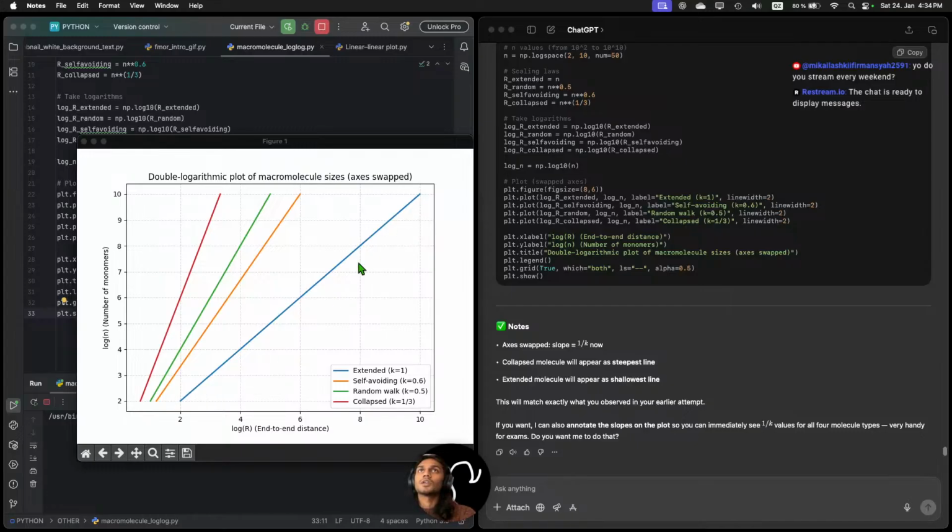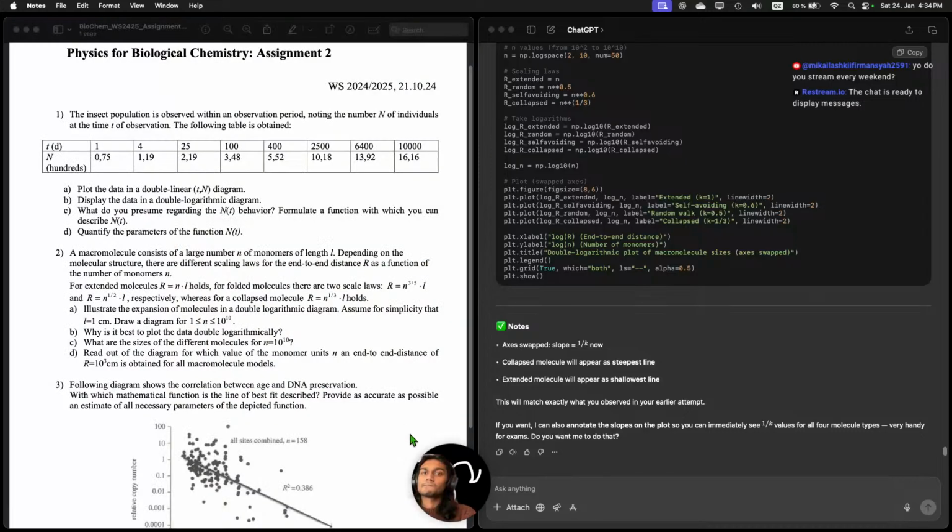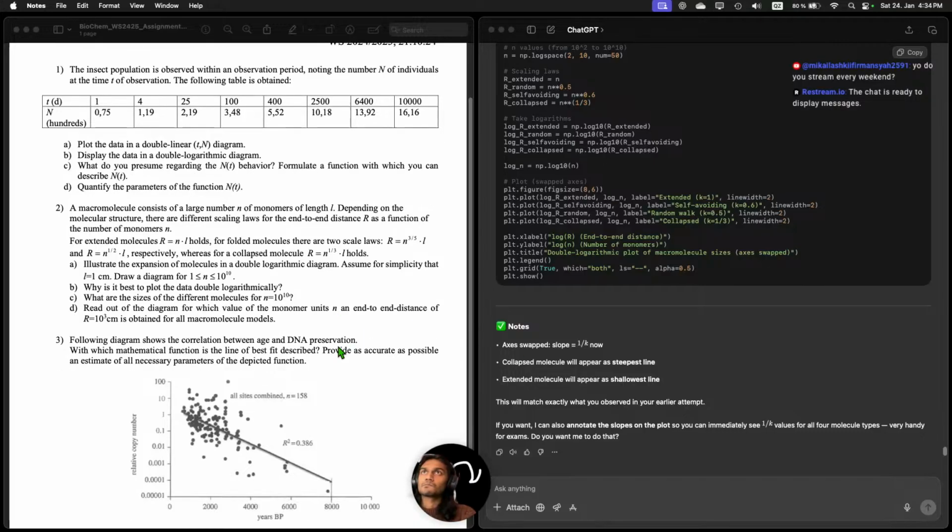Extended is okay. That's how I suppose that's gonna work. Self-avoiding, that would be R2. Yeah, kinda. Okay. What are the best sizes of different molecules of N equals?